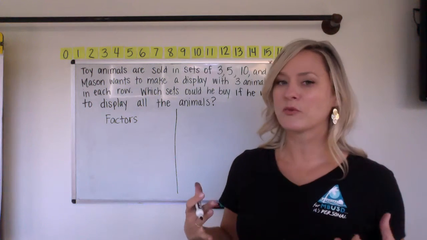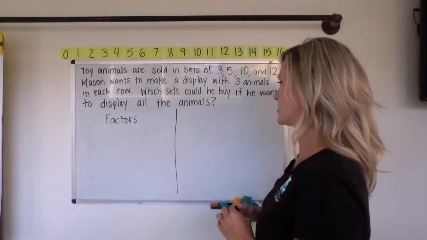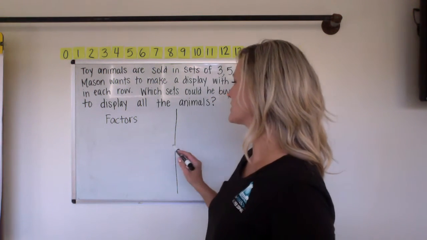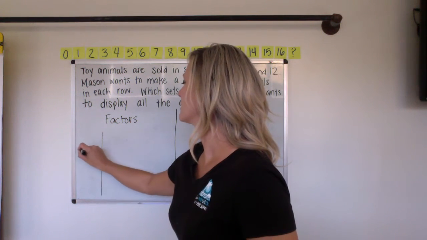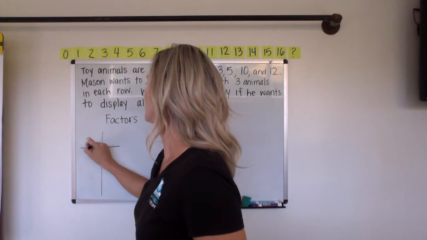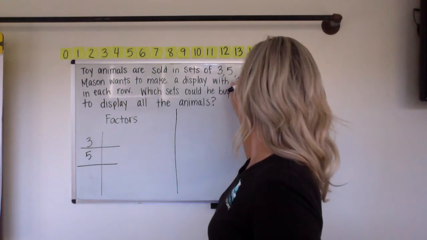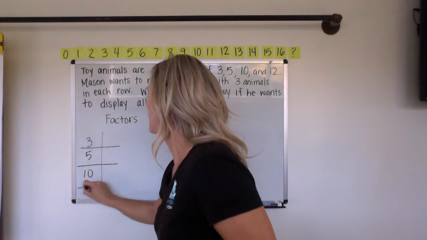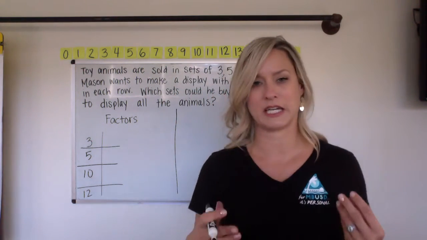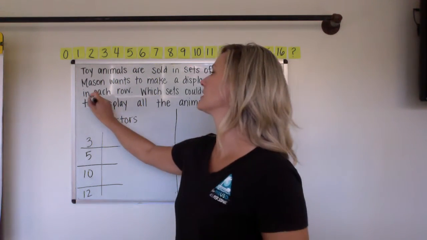I'm really going to be thinking about, is 3 a factor of those numbers? So let's check it out. I think I'm actually going to make myself a little list over here. So I have 3, 5, 10, and 12. And I'm just going to write yes or no beside each one of those so I can keep track. He wants to make sure to put 3 animals in each row.